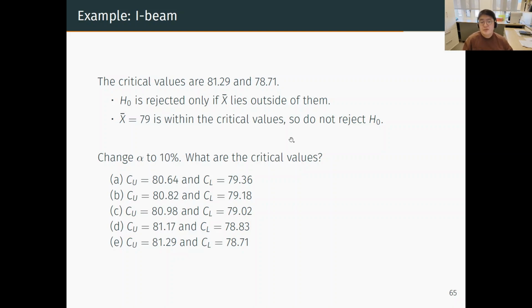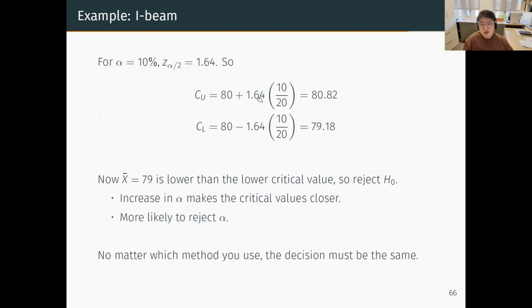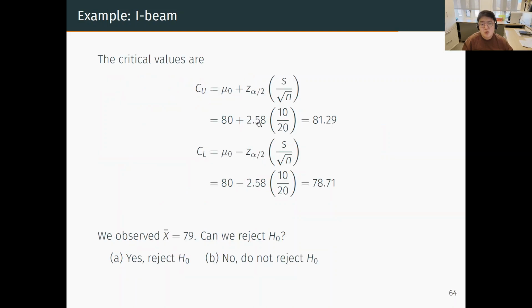Okay, so let me show you the answer. Only this part changes, right? So for 10%, the constant from the standard normal distribution must become 1.64, right? So plug that in here, then you get another pair of critical values, right? What you see here is, in this place, instead of 1.64, we used 2.58 when 1%.